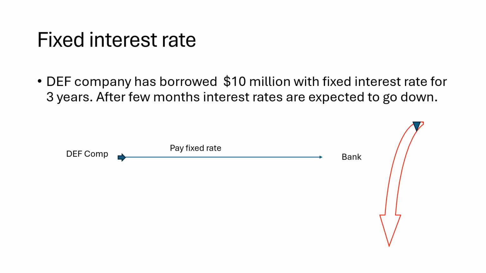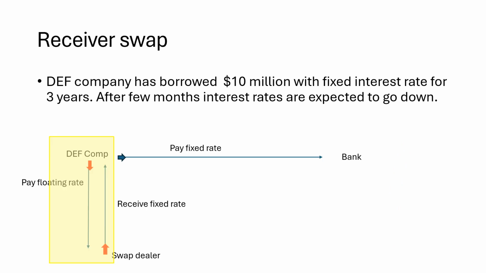Now let's look at a different scenario. We have a DEF company which has borrowed 10 million with a fixed interest rate for 3 years, and after a few months interest rates are expected to go down. So here we have a DEF company which is paying a fixed interest rate and the interest rates are going down. What is going to happen now? DEF company will keep paying the fixed interest rate and cannot take advantage of interest rates going down.